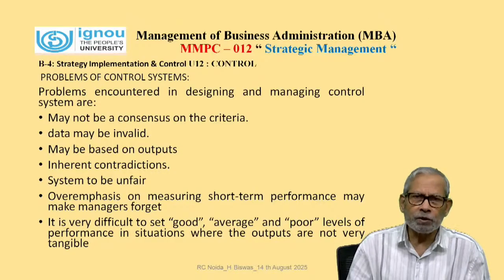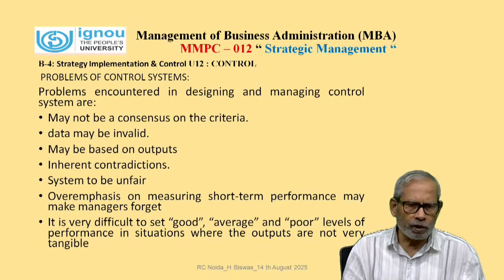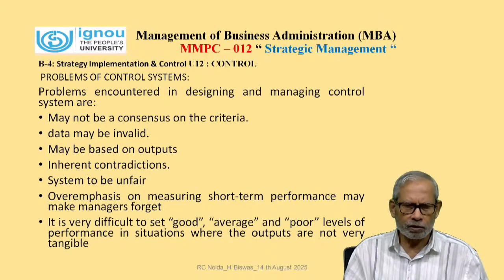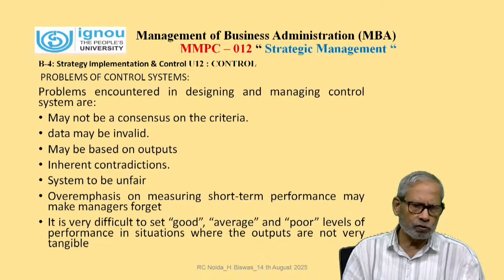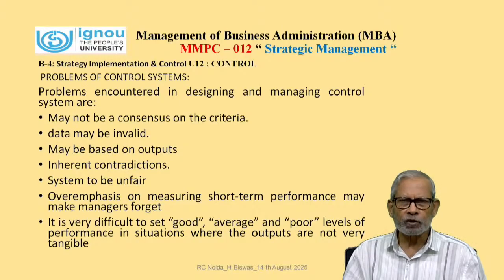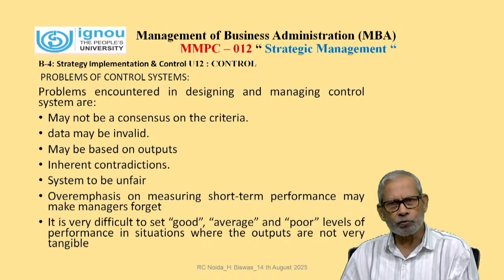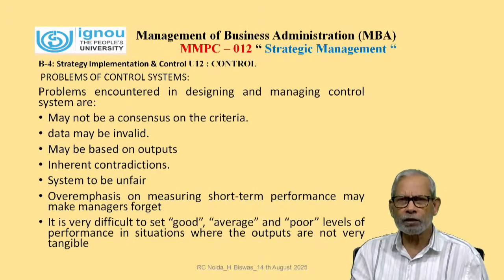Now, problems of the control systems. Everywhere some problem will be there, so there may not be consensus on the criteria, and it may be based on the outputs, making the system unfair. Some of these things are very difficult to set, because whether performance is good, average or poor, sometimes you cannot straightaway define the level of performance.